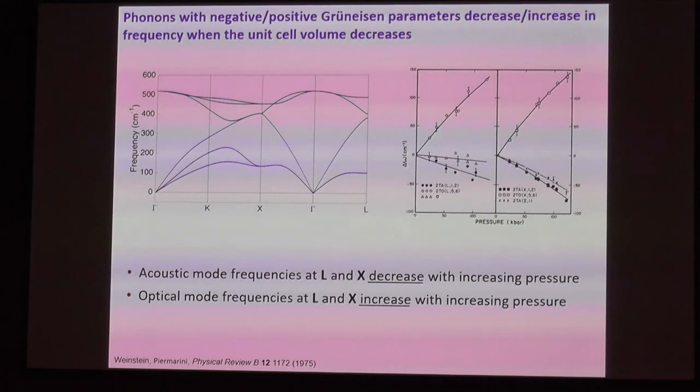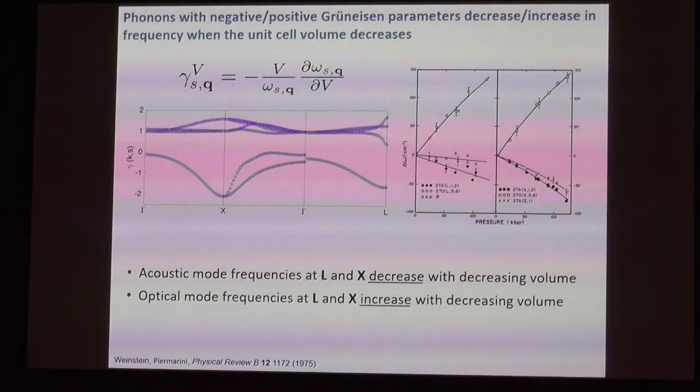And then I just wanted to use the example of silicon to show you how phonon frequencies can change with pressure in order to give you positive or negative Grüneisen parameters. So this is just the phonon dispersion curve of diamond-structured silicon from first principles calculations. And this is experimental data showing how different sets of phonons at two different wave vectors are changing with pressure. So the acoustic mode frequencies, that's these ones down here, those frequencies decrease with increasing pressure. And the optical mode frequencies, so that's these guys up here and here, they increase with increasing pressure.